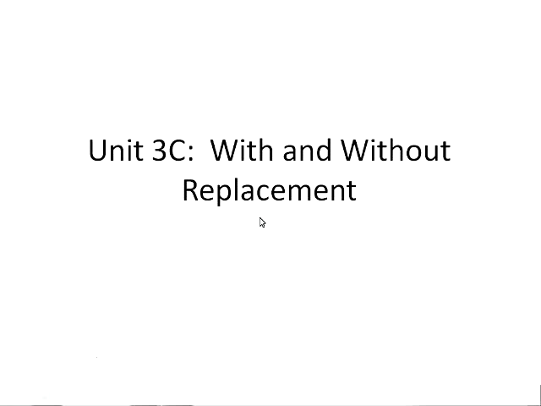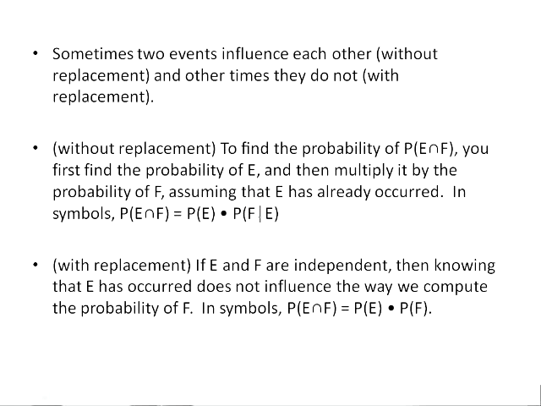The topic of this video is from Unit 3C on asking probability questions with and without replacement. Sometimes two events influence each other, and other times they do not. When two events influence each other, that's the case where we're talking about finding probabilities without replacement. When we're asking to find probabilities with replacement, that's when the events do not influence one another. Now in the second bullet, this is where we're talking about without replacement.